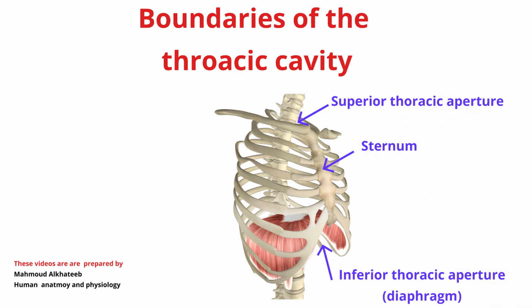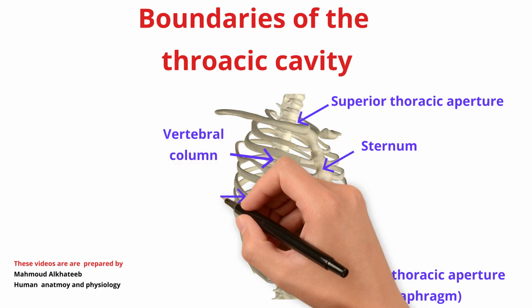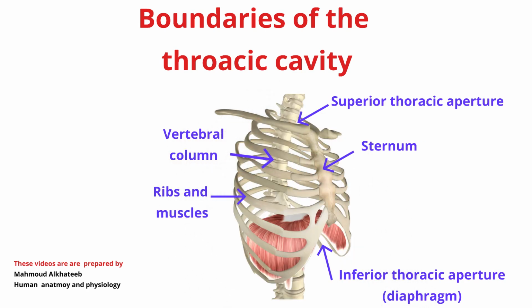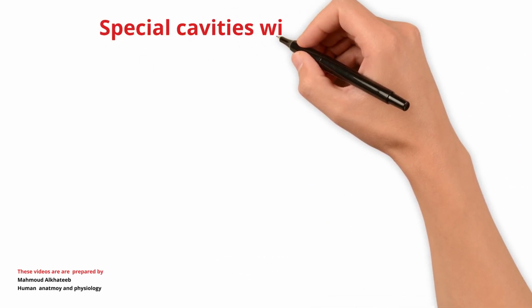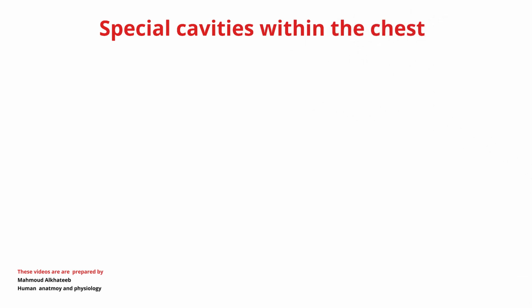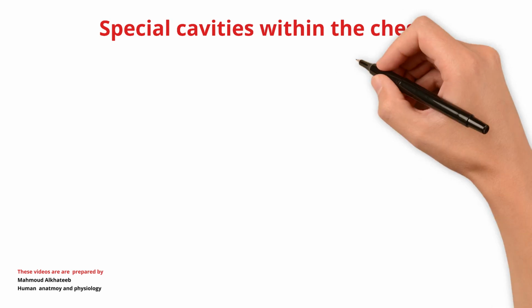Anteriorly, the cavity is shielded by the sternum, while posteriorly, it is reinforced by the vertebral column. Laterally, the rib cage forms a protective enclosure, with 12 pairs of ribs curving around to safeguard the heart and lungs within. Within the human thoracic cavity lie 3 essential subdivisions: the pleural cavities, the pericardial cavity, and the mediastinum.